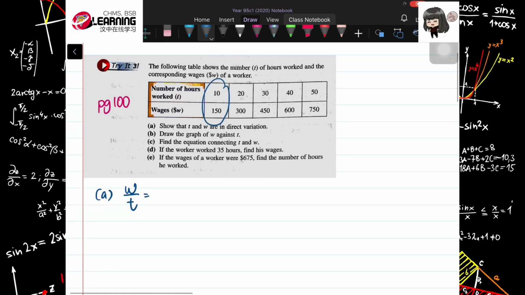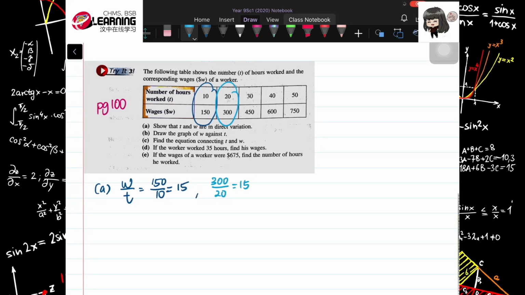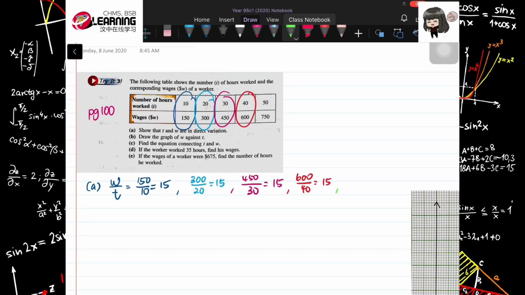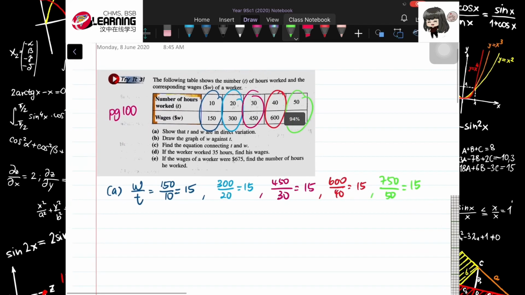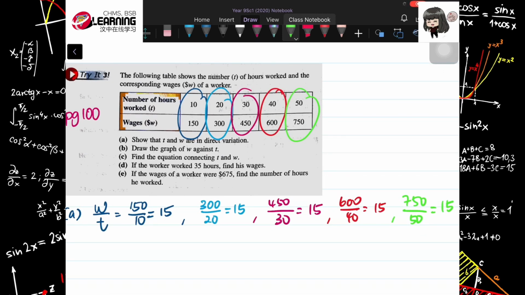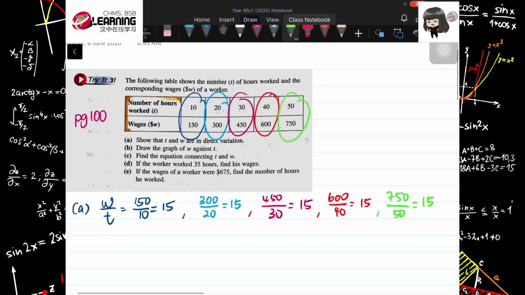W divided by T for this first one is 150 divided by 10, and we get 15. Here it will be 300 divided by 20, which gives 15. Here, 450 divided by 30 is also 15. 600 divided by 40 is also 15. And the last one, 750 divided by 50, is also 15. So in this table, if we find W divided by T, all of them are 15, so the constant is 15.